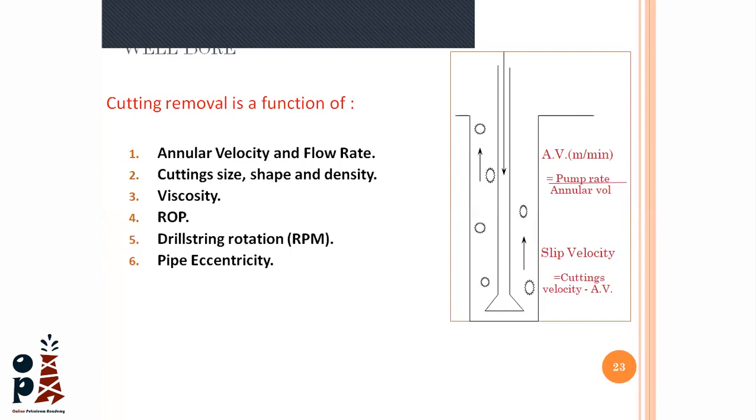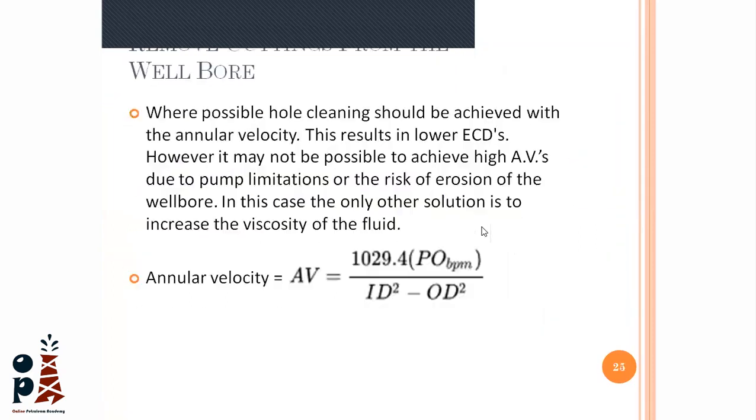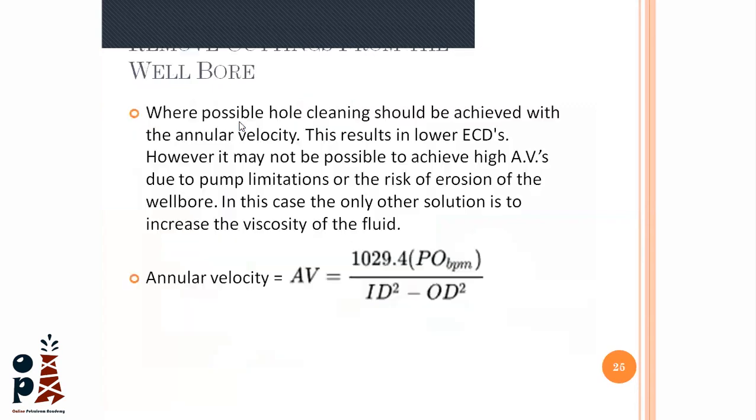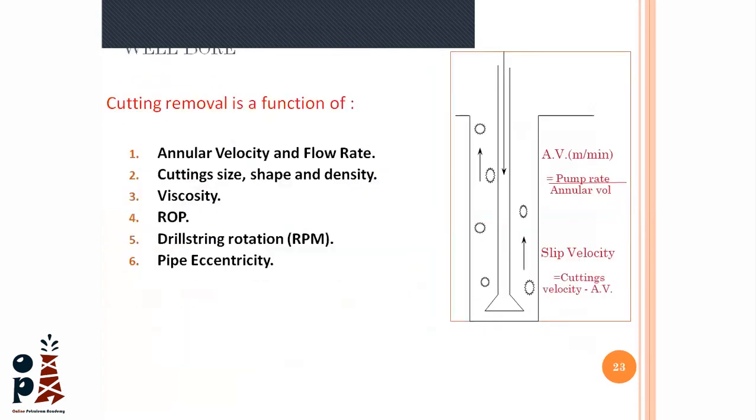Okay, guys, here when we concentrate on this one, you will see the cutting here. This cutting has a sliding tendency to the bottom. Why? Because of the gravity. You can see here the red arrow, the cutting wants to go down by gravity, which is the slip velocity. And this is the annular velocity going up. So there are two forces here, the annular velocity and the slip velocity.